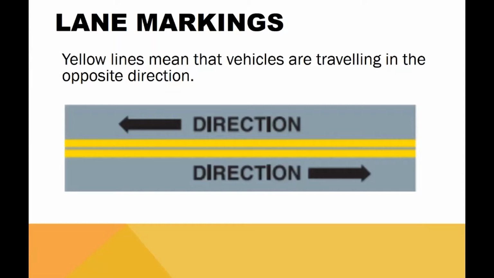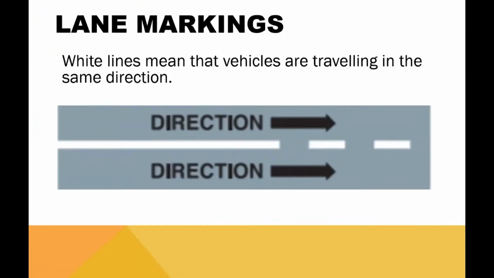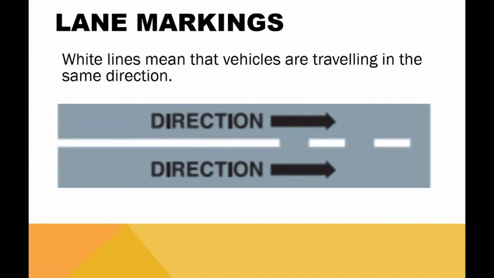So a yellow line means that vehicles are traveling in the opposite direction. Definitely be mindful that you're not all traveling together. You have oncoming traffic coming your way when there's a yellow line between you. White lines, on the other hand, mean that vehicles are traveling in the same direction. So be mindful: yellow, opposite; white, same direction.